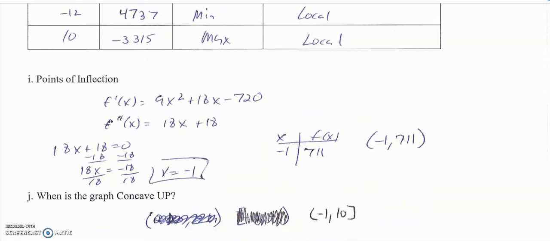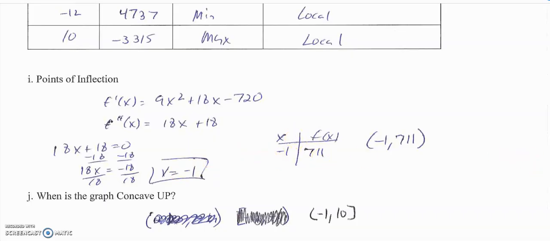To find points of inflection, you take the second derivative. So remember, the first derivative is 9x squared plus 18x minus 720. The derivative of 9x squared is 18x. Derivative of 18x is 18. Derivative of negative 720 is 0. Then we set 18x plus 18, the second derivative, equal to 0. Subtract 18 from both sides. 18x equals negative 18. Divide both sides by 18. X equals negative 1. We take negative 1, plug it into the original function, and we get negative 711.